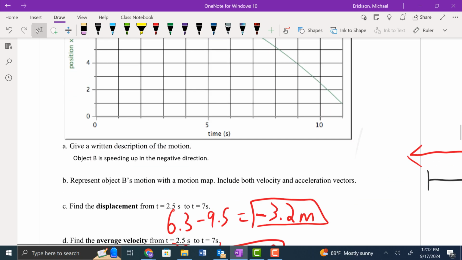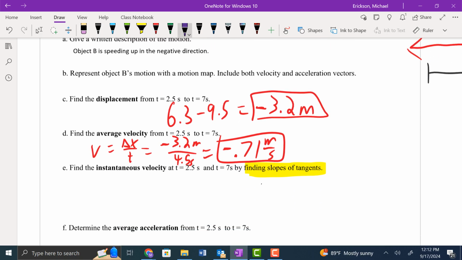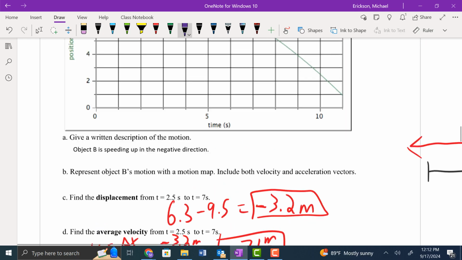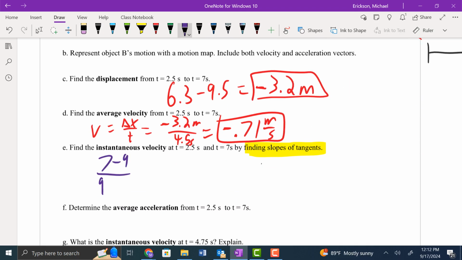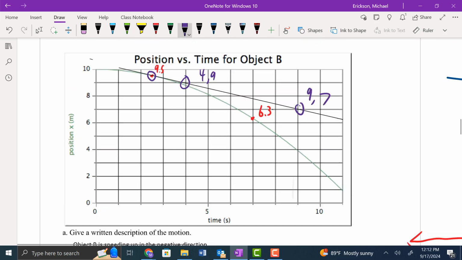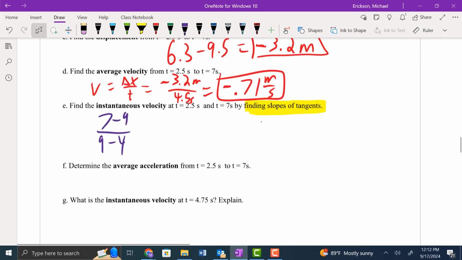So it's 7 minus 9 over 9 minus 4. I'll make sure I didn't confuse those 9s. Yeah, that looks right. All right. So I'll get negative 2 over 5, or negative 0.4 meters per second. All right, so that's my tangent slope for this time here.